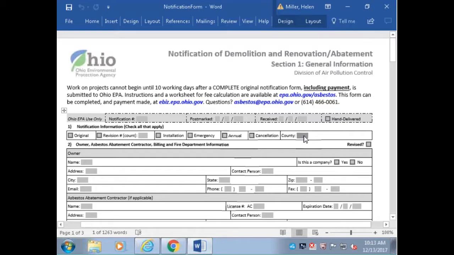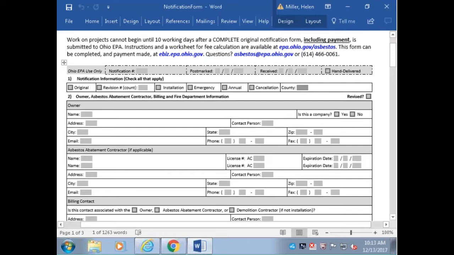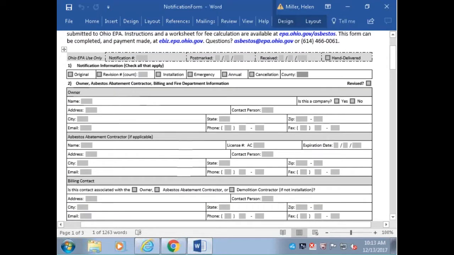So county is a pretty important issue, so we put it right up front. As we go through a lot more general information, Section 2 is all about the owner, the asbestos contractor, billing information, and fire department if needed.